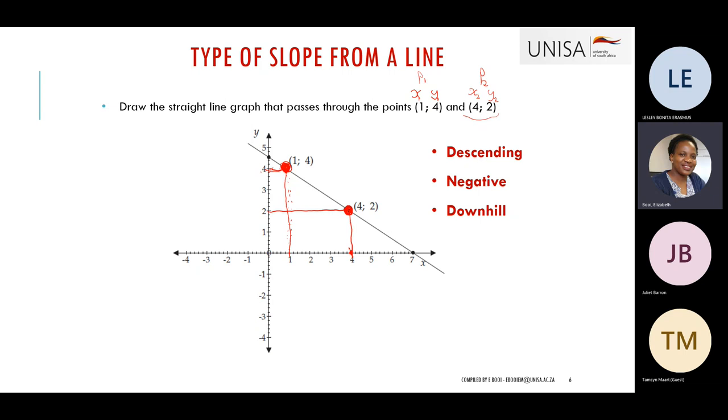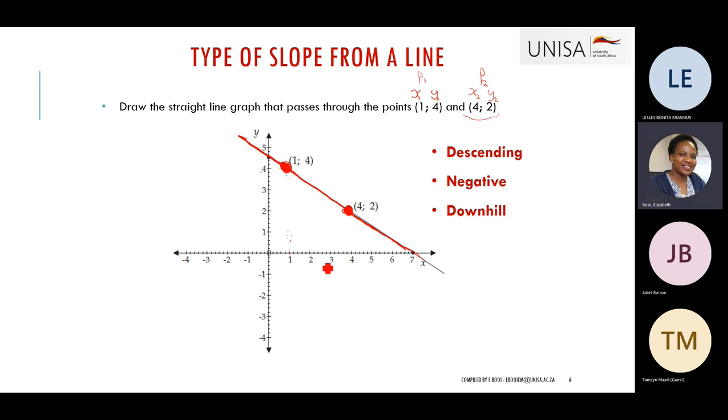Now, these two points tell us something about the type of line that we have. When we join this point and that point, we just take a ruler and draw the line to join these two points. They are the two points that created the line. Now, when you look at this line, you need to be able to tell whether this line is declining or goes downwards, or is it negative or positive? It tells you so many things. So what does it mean?